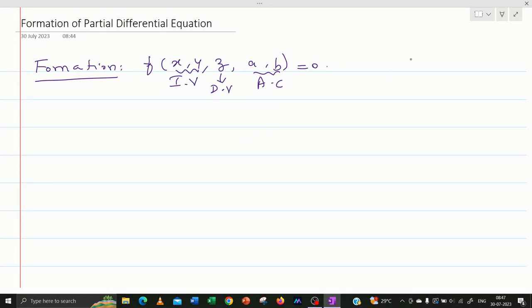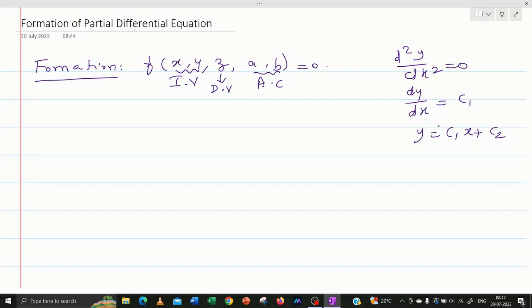Any differential equation is given, for example d square y by dx square equal to 0. What is the solution for this? If you integrate one time, you will get dy by dx equal to some constant c. Once again integrating, you will get y equal to c1x plus c2.